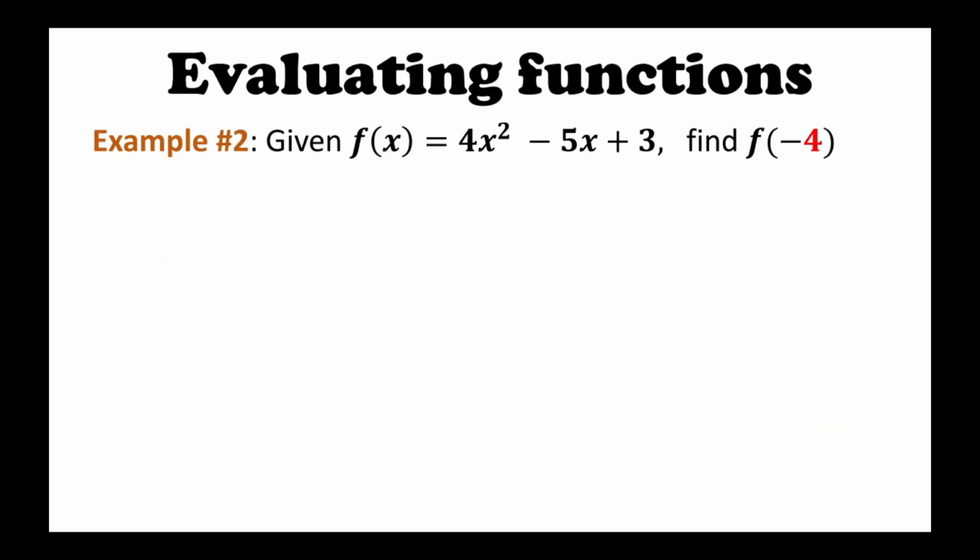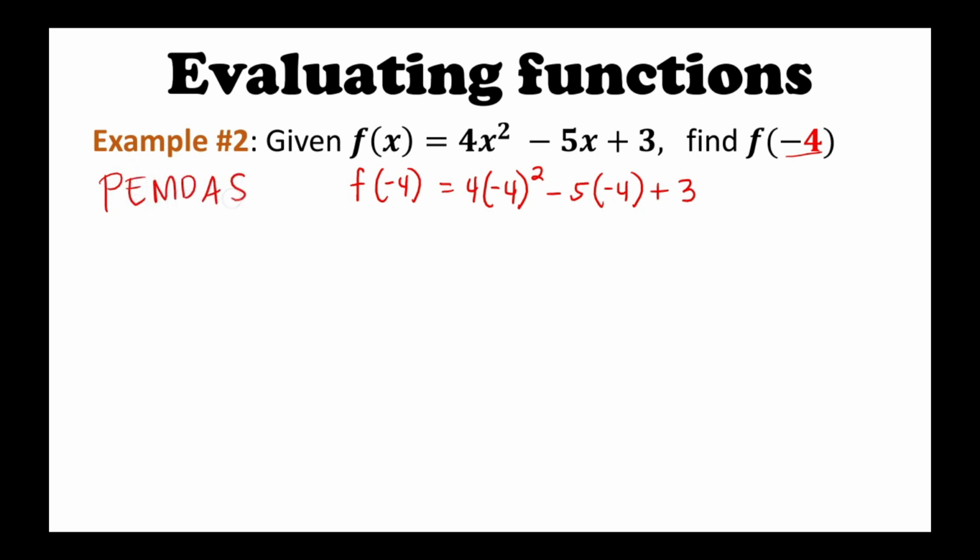Let us proceed sa second example natin. So, the same yung function 4x squared minus 5x plus 3. Ang input natin is yung negative 4. So, same as usual. So, we are just going to substitute the value of our x, which is yung negative 4. Then 4. Then, this is negative 4 square. Then, negative 5 times negative 4, then the plus 3. So, PEMDAS pa rin tayo, parenthesis, exponent, multiplication, division, addition, and subtraction.